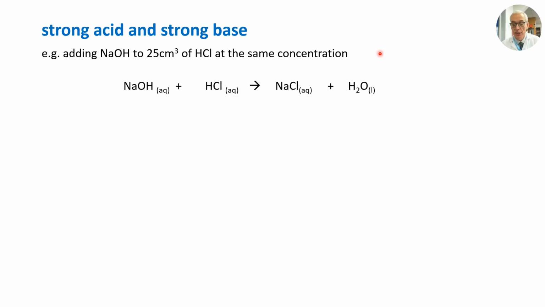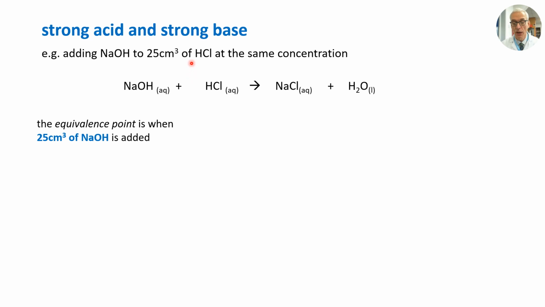So if we can continue to consider sodium hydroxide and hydrochloric acid at the same concentration, and as per our earlier calculation, we've got 25 centimeters cubed of hydrochloric acid. It's a 1-to-1 reacting ratio in the balanced equation. So the equivalence point, that is when you've got exactly reacting moles of sodium hydroxide and hydrochloric acid, will be when 25 centimeters cubed of sodium hydroxide is added.